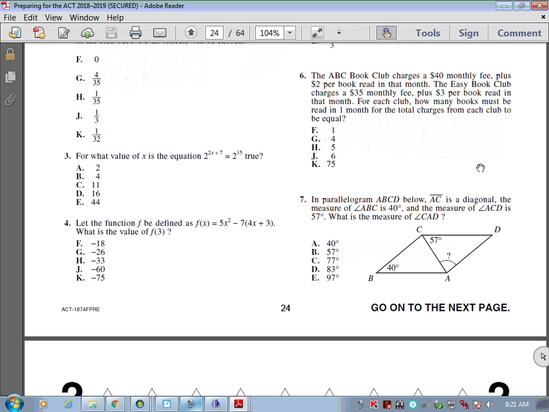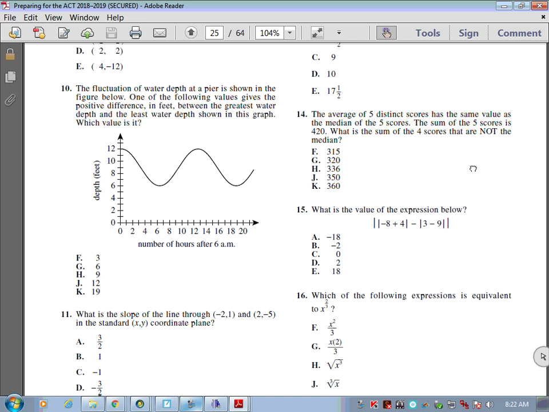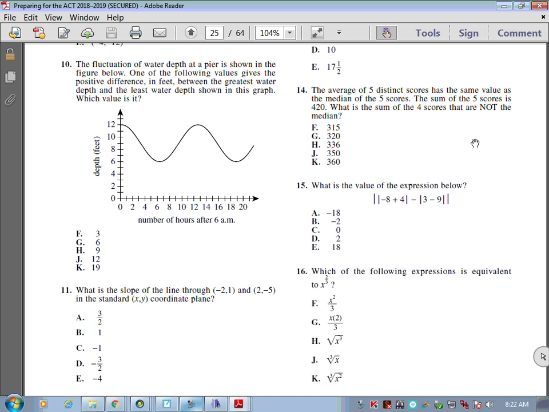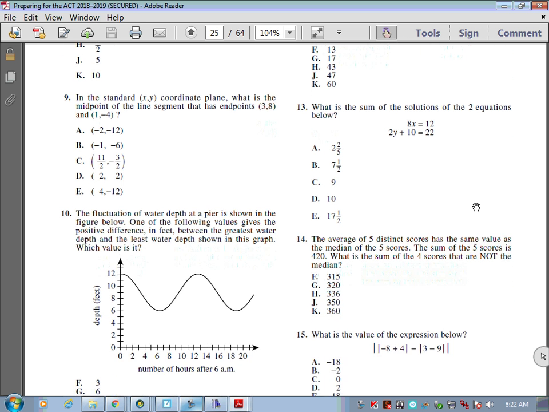Question 5 is D. Question 6 is H. Question 7 is D. Do I need to go back and reread any of those? No? Okay. All right. Question 8 is G. Question 9 is D. Question 10 is G. Question 11 is D. Question 12 is H. Question 13 is B. Question 14 is H.